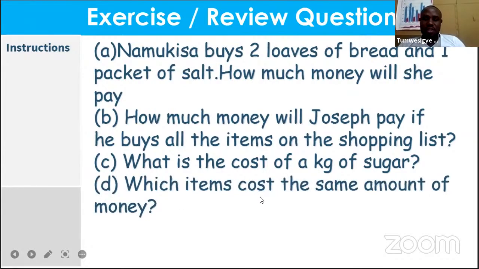Which items cost the same amount of money? Okay, let's go back. Let's go back here.